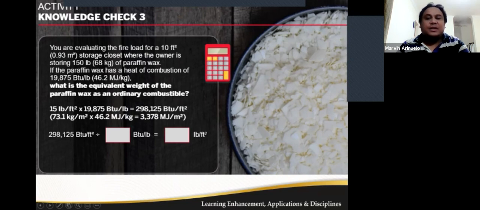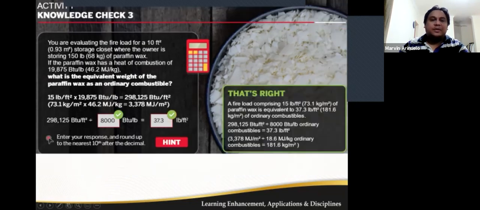According to page 18-5 of your Fire Protection Handbook, the equivalent combustible weight is defined as the weight of ordinary combustible having a heat of combustion of 8,000 BTU per pound that would release the same total heat as the combustible in the space. So 298,125 BTU per square foot will be divided by 8,000. So we will get 37.3 pounds per square foot.